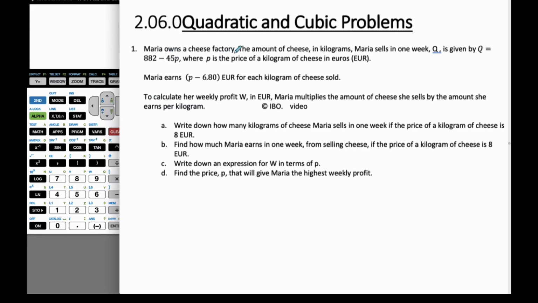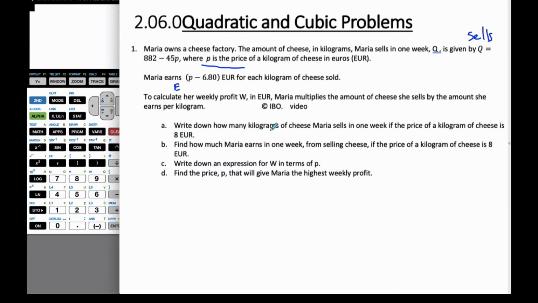Maria owns a cheese factory. The amount of cheese in kilograms she sells in 1 week is Q. So this is what she sells in kilograms, where P is the price of a kilogram of cheese in euros. Maria earns this many euros for each kilogram of cheese sold. So this is earnings. Calculate her weekly profit W in euros. Maria multiplies the amount of cheese she sells by the amount she earns per kilogram.